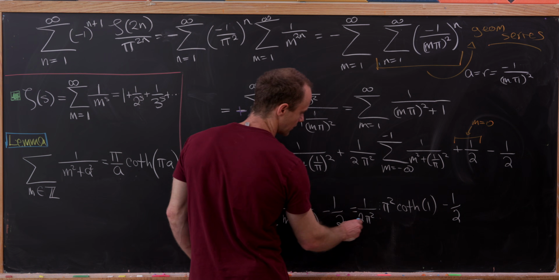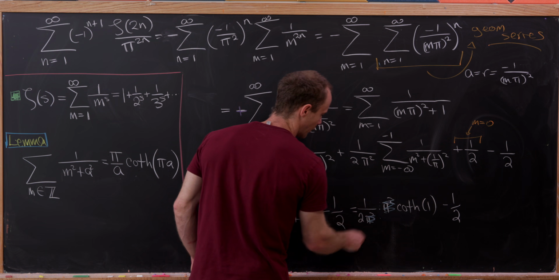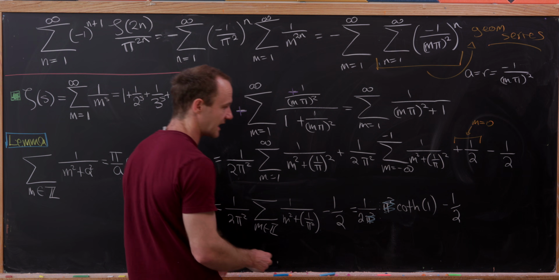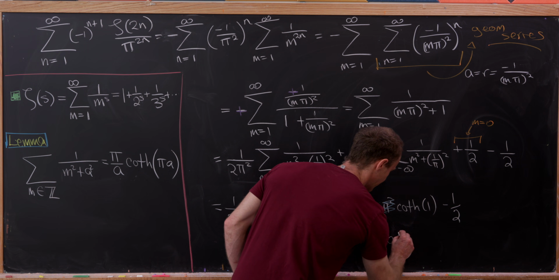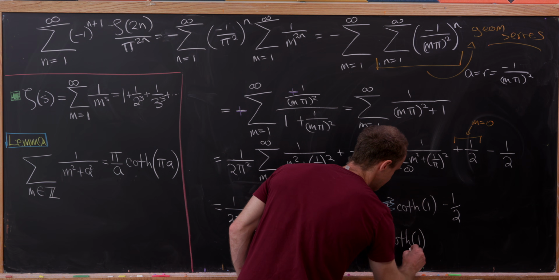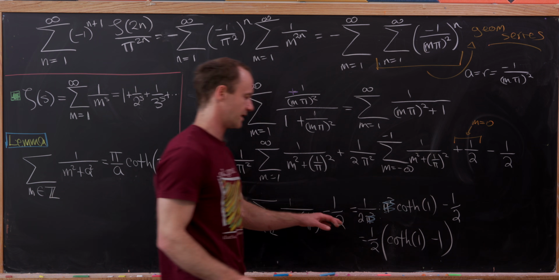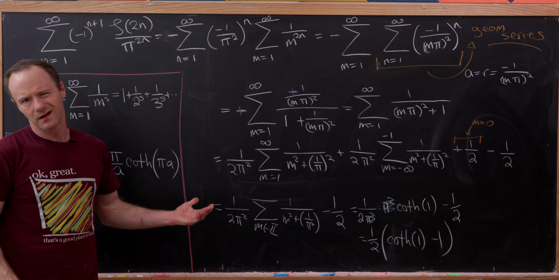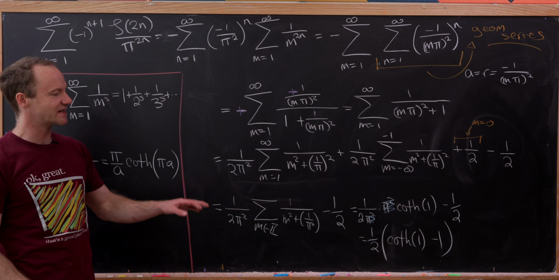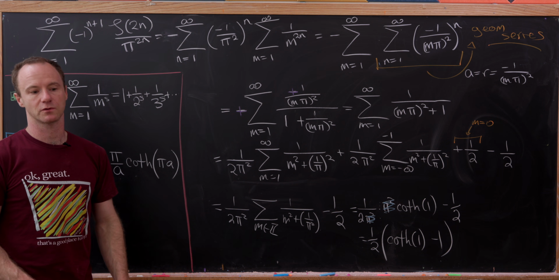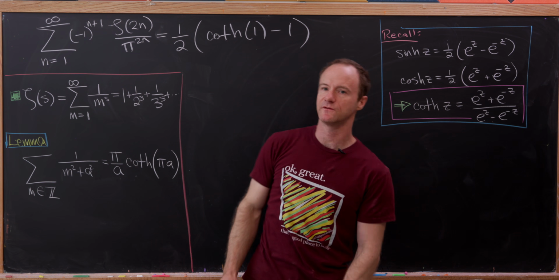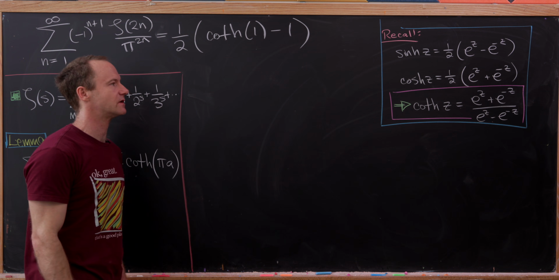Okay, good. Well, now clearly this pi and this 1 over pi squared cancel. We can take the half out front, and we'll be left with this hyperbolic cotangent of 1 minus 1. But that could be our final answer, but there's actually a nicer form. So let's maybe finish it off on the next board. So this is where we are so far, but I'd like to simplify it even more.